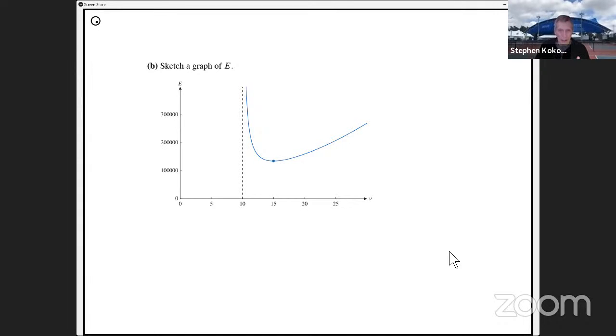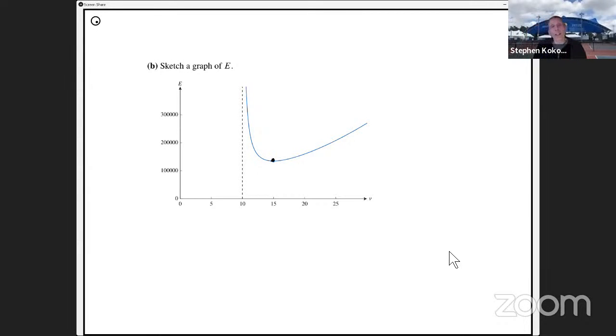So on my horizontal axis, I have V. On the vertical axis, you'll notice those values for E are very large. There's a V cubed in there, so one would expect them to be very large. It's kind of hard to see, but in fact, there is a minimum value right there.